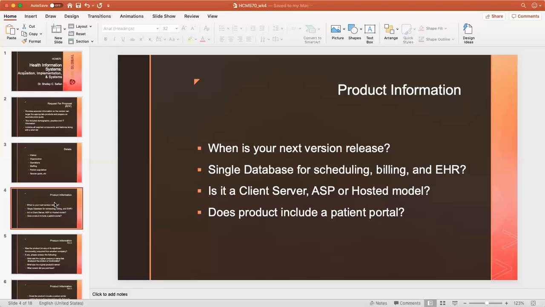Because, again, it doesn't matter. Hospital, clinic, nursing home, pathology lab, imaging center. You need to have that patient portal included in the entire system.